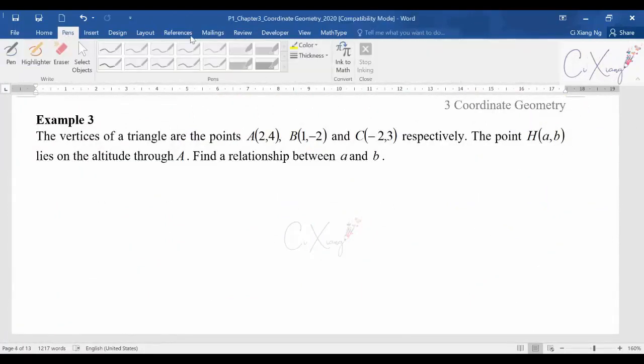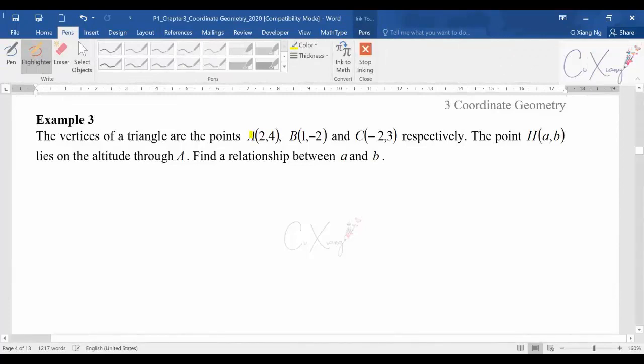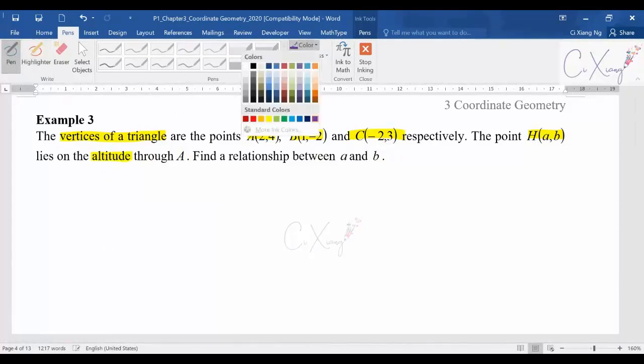Okay, so example 3, they are having 3 points here, and the 3 points belong to the vertices of a triangle. Then there's a point H that lies on the altitude from A. Find the relationship between a and b. So maybe you don't know the meaning of altitude here, so I will just tell you straight away.